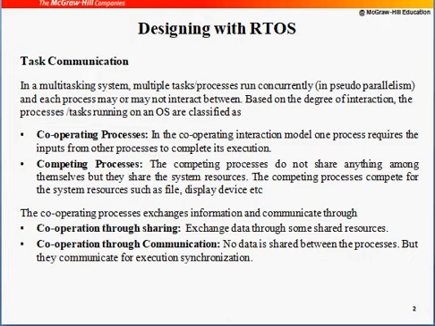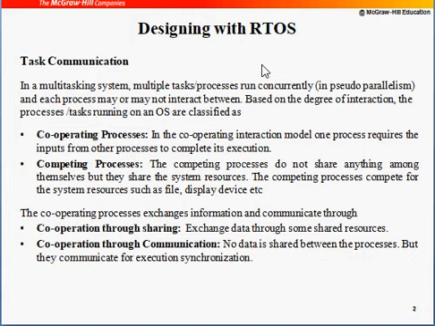Over here, task communication happens to be sharing or exchanging information between tasks, or rather than task, people use the word process. If you're able to exchange some information from one process to another process, that's what we call task communication or process communication. So in a multitasking system, multiple tasks might run concurrently. When we talk about concurrent, they run in parallel.